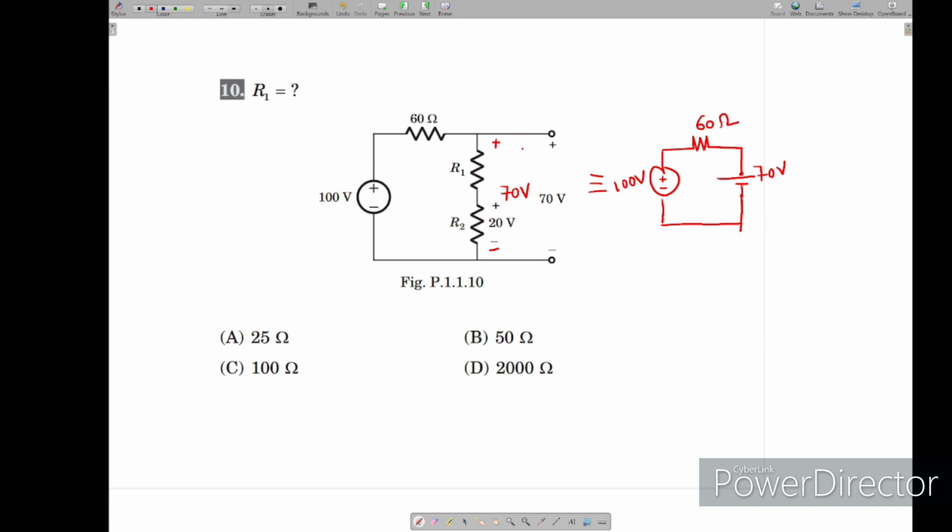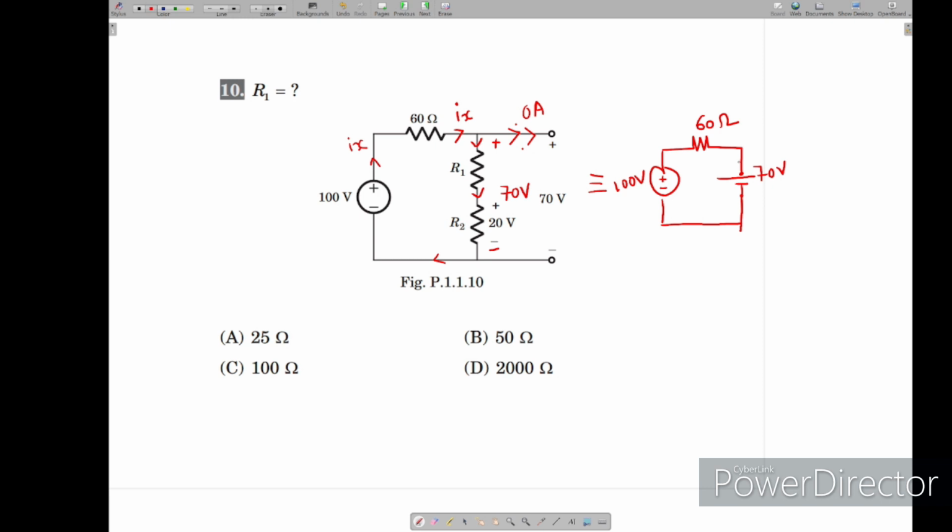So first, to find R1 we should know the current in this. We should know the current coming here. Take this current as Ix. The current across these open terminals is always 0 amps because this is an open circuit. So whatever Ix is coming here, it will go through this and close like this. So this is only Ix.